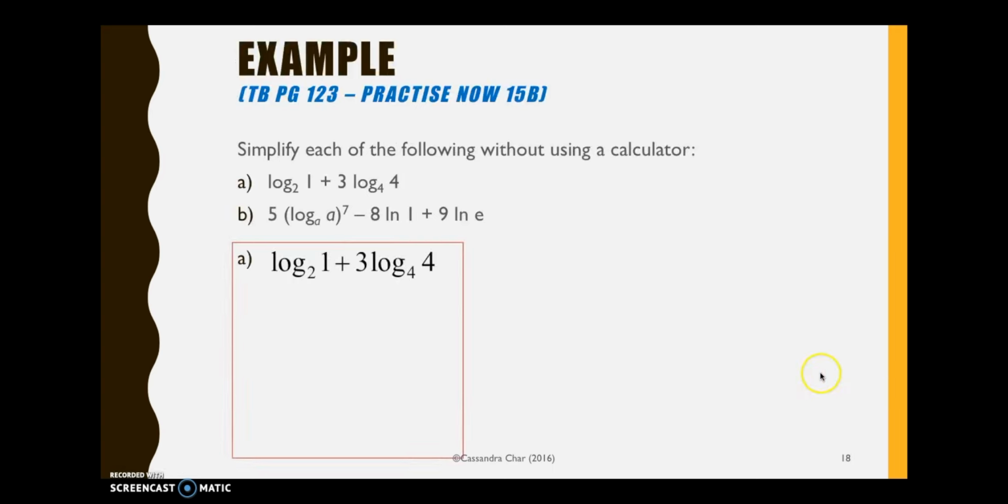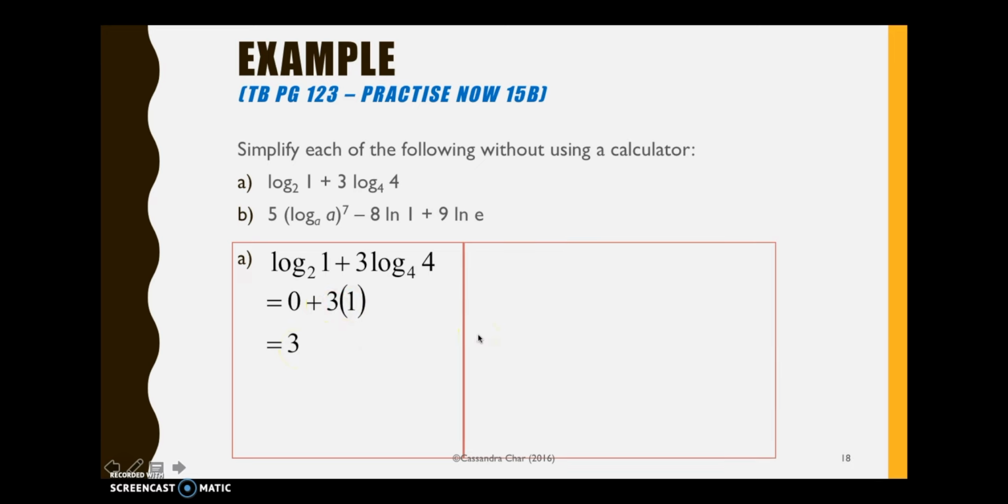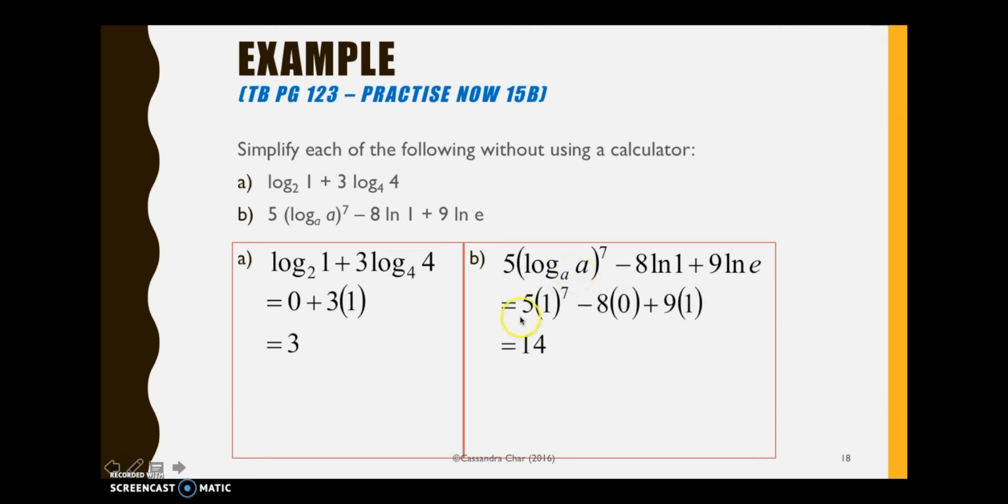Let's take a look at the first one. We have just discovered that the logarithm of 1 to any base is always 0, and the logarithm of any two similar numbers here will always be 1. So substituting this in, 0 plus 3 times 1, that will give me 3. And for the second one, to simply evaluate this, take a look at these two numbers here. They are the same. So this would give me 1. So I have 5 times 1 to the power of 7.